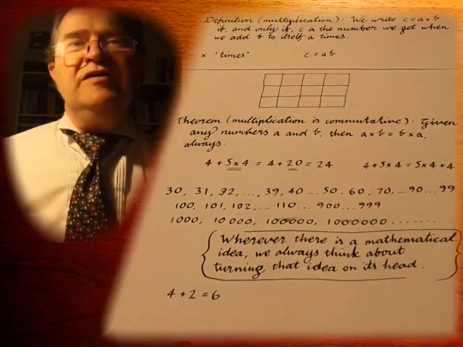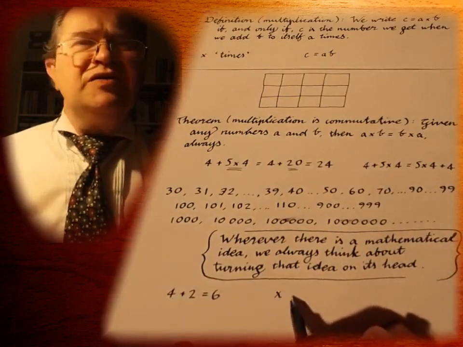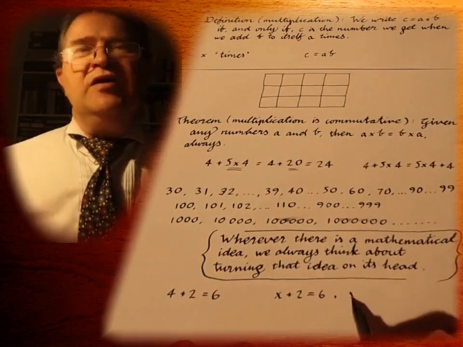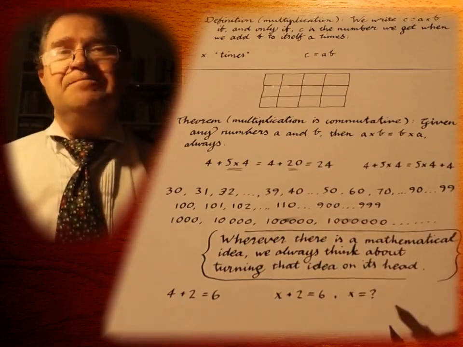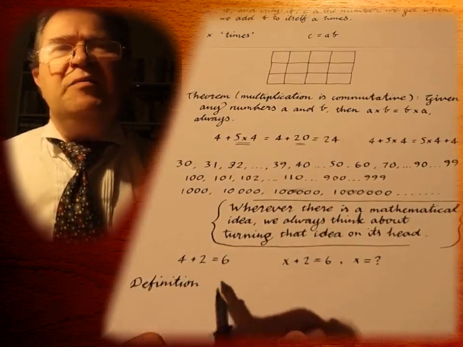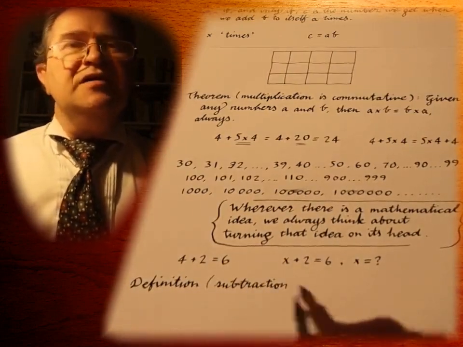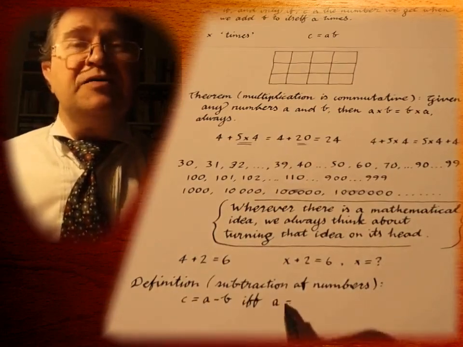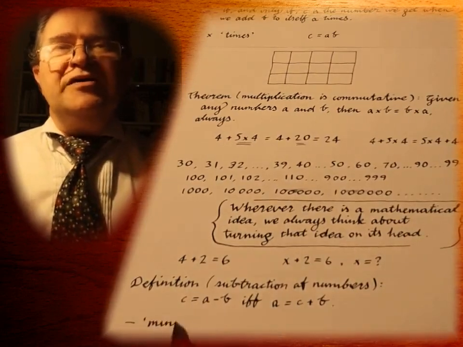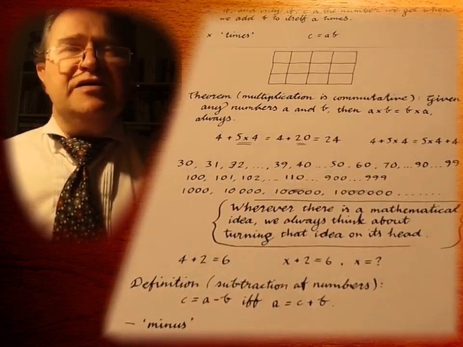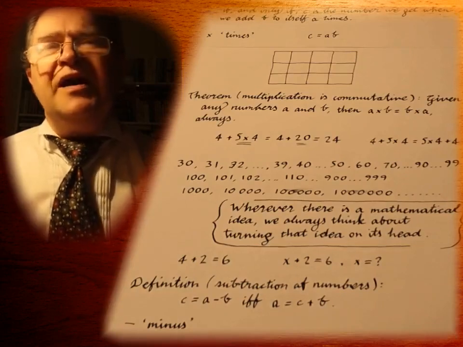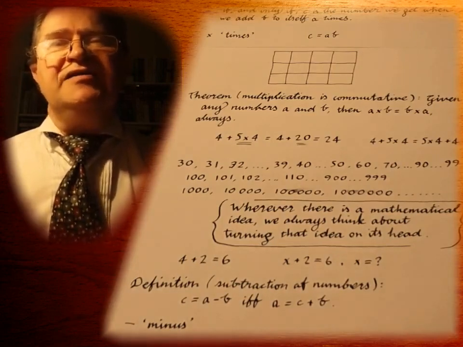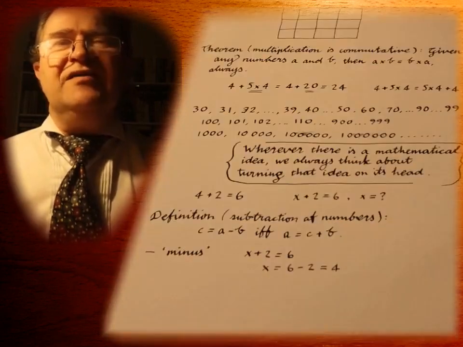For example, we've learned that 4 plus 2 equals 6, but if we were told that something plus 2 was 6 and we didn't already know the answer, then how can we work out what the something is? We begin by defining a new operation which delivers the answer. C equals A minus B if and only if A equals C plus B. We note that the use of the minus sign for this purpose is globally recognised. Now we can see that x plus 2 equals 6 means that x equals 6 minus 2, just using that definition there. And we know the answer to be 4.